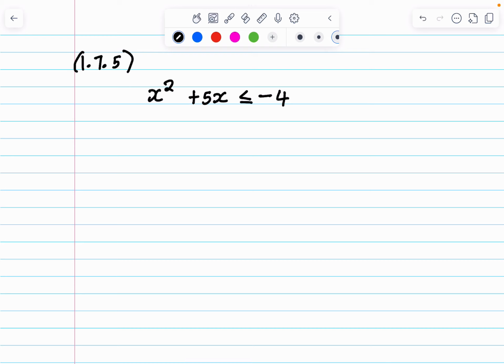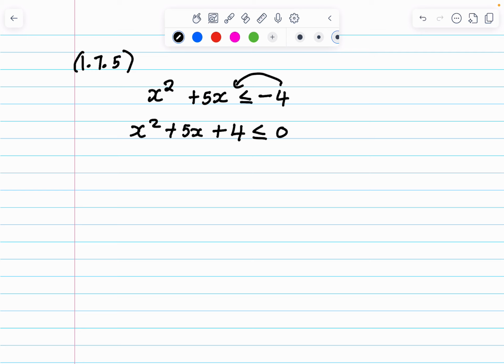In this question, we are asked to solve the given inequality. So the first step is to bring everything to one side so that on our right we can have a 0. So I'm going to have x squared plus 5x. Transposing the minus 4, it becomes plus 4. Then we have less than or equals to 0. So I transpose the minus 4 to the other side.